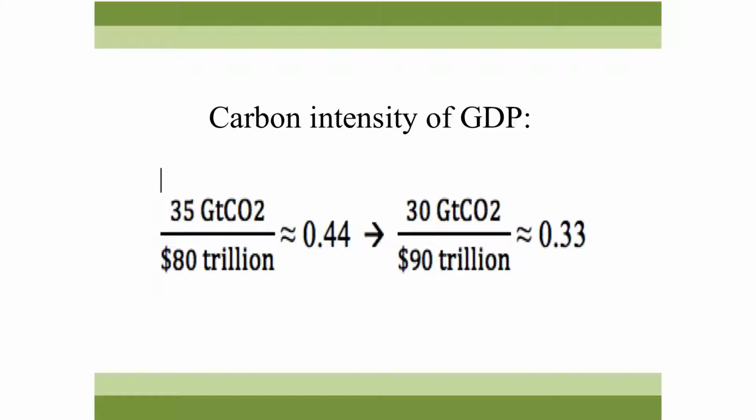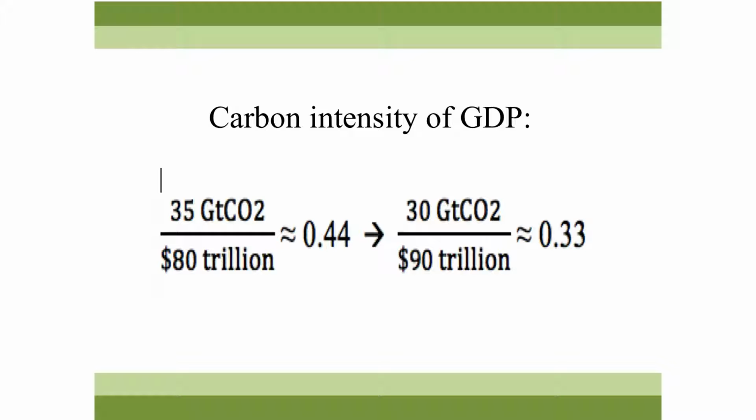But again, I go beyond that, and I look at the question of the possibilities for green growth. And to measure how climate-friendly growth is, we can look at the carbon intensity of GDP. The fraction is 35 gigatons of CO2 in the numerator and $80 trillion of global GDP in the denominator. Those are actual representative figures, and that ratio is 0.44.